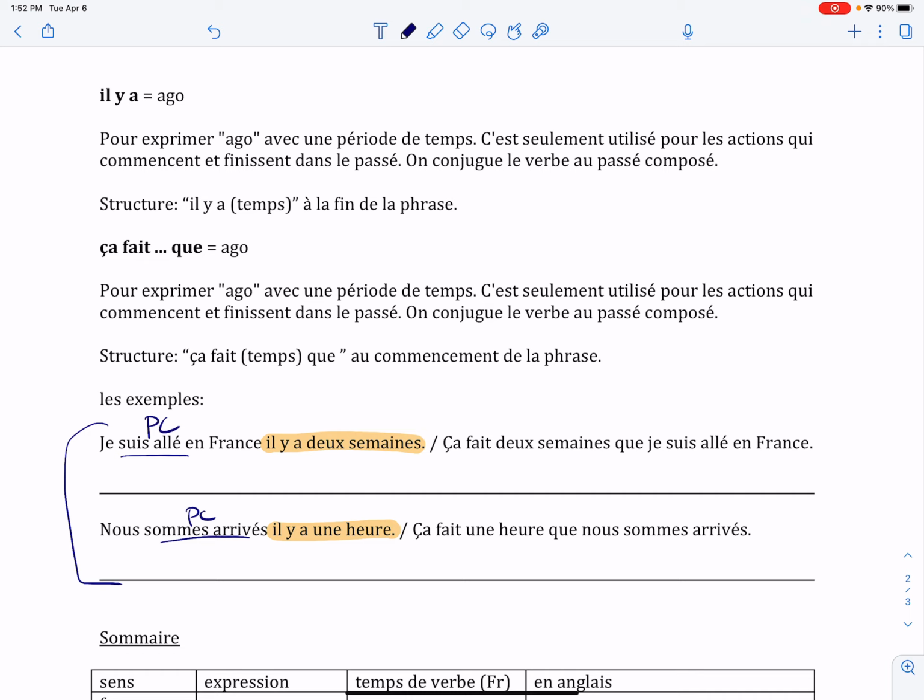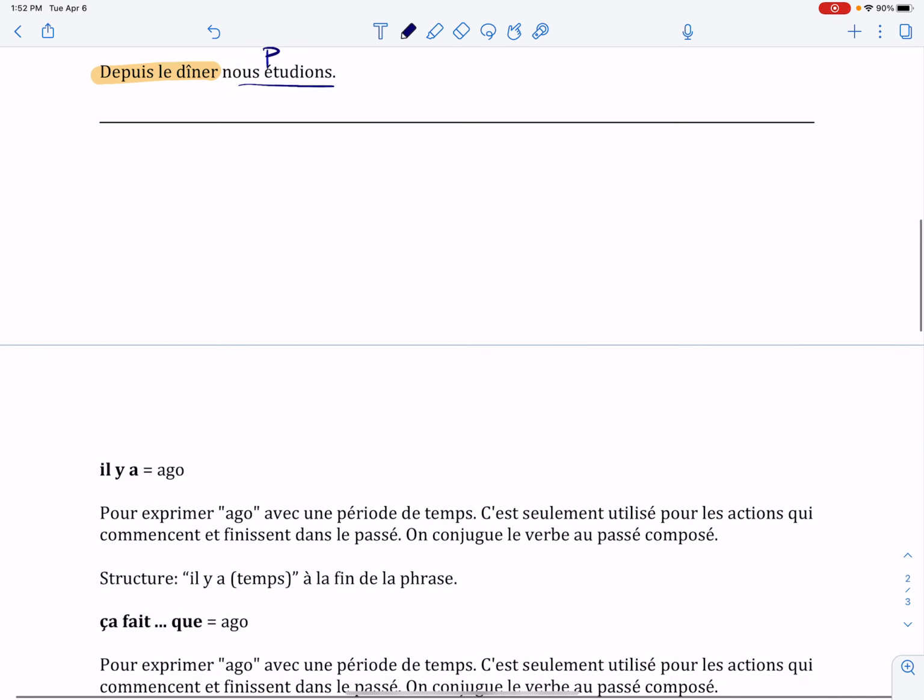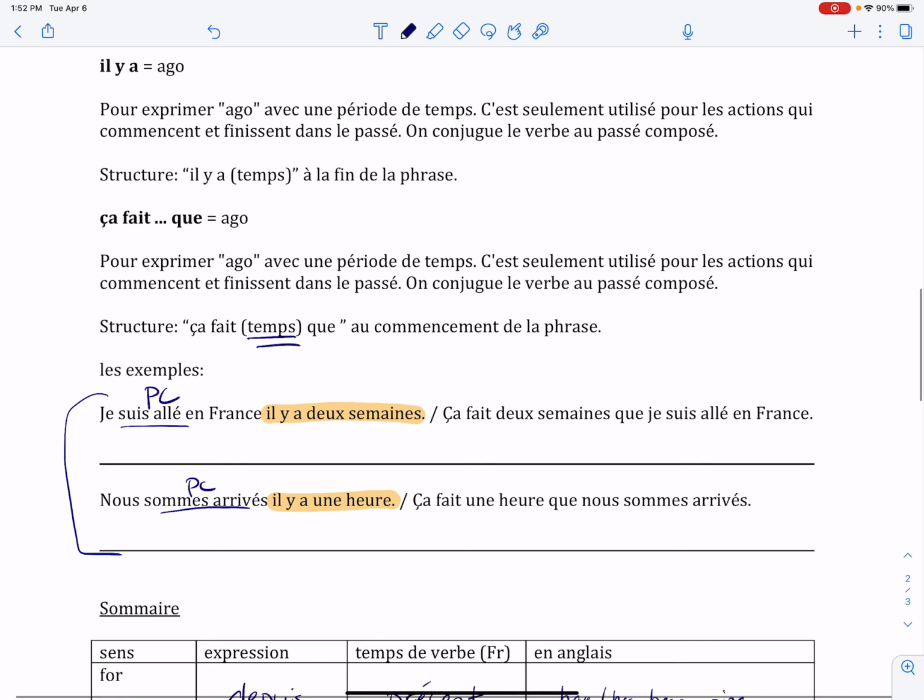It's only used for actions that begin and end in the past, and you conjugate your verb in the passé composé. So the difference in the structure is the ça fait que is going at the beginning of the sentence, and in place of the blank is whatever that time is. So the same sentence, je suis allé en France il y a 2 semaines, I went to France 2 weeks ago, we can express that with ça fait 2 semaines que je suis allé en France. 2 weeks ago, I went to France. It doesn't change the meaning in English, it's just where it's placed in the sentence.